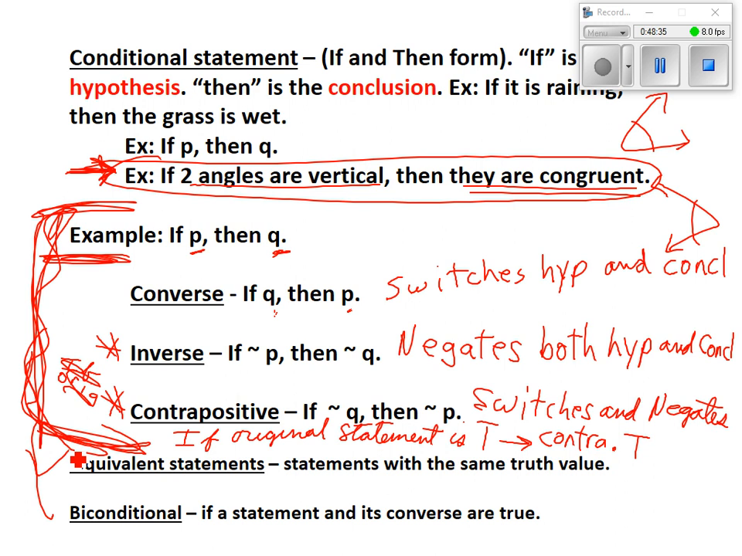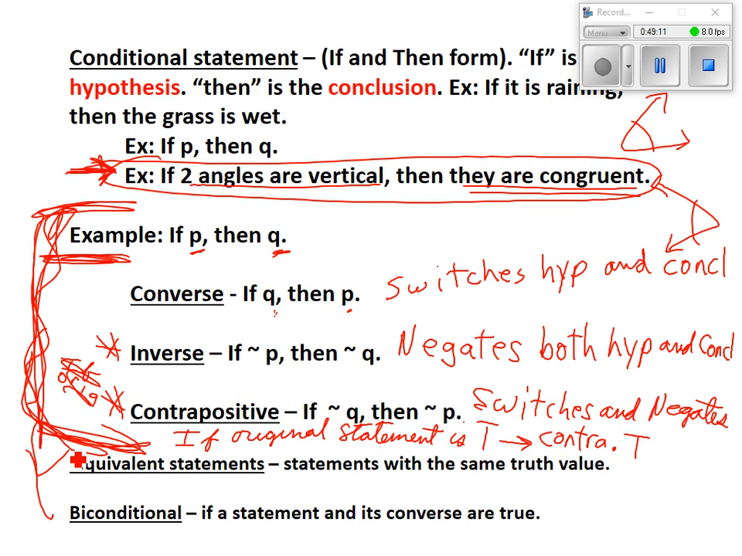Biconditional, if I grab this book over here, every sentence in this book is biconditional. What kind of sentences are in this book? Definitions. All definitions are biconditional. And what biconditional means is the original statement is true and its converse is true. Alright, so if both the original statement and the converse are true, then the statement's said to be biconditional. And all definitions are biconditional.